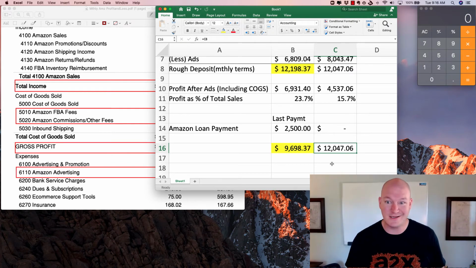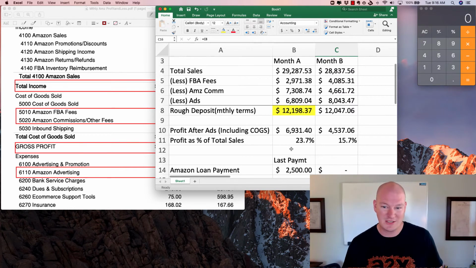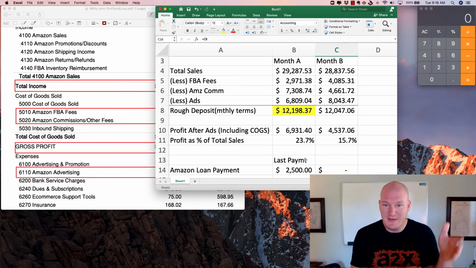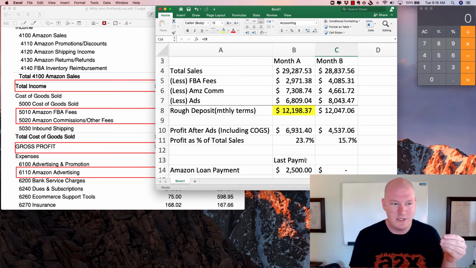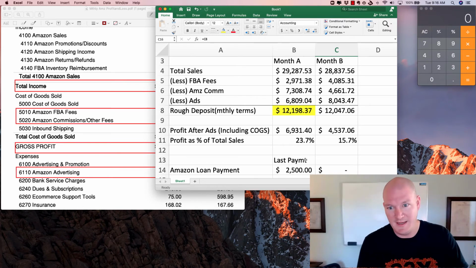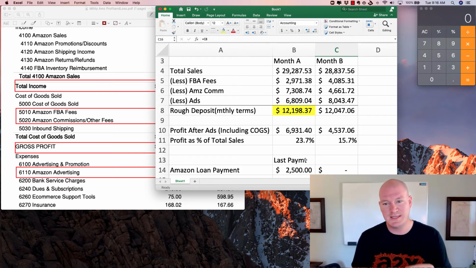But it's not awesome and it's not really good, because what we know if we actually look into the profitability numbers is that month A is the month you should be excited about. Month A is the month that we should say, let's do more of what we did in month A. Month B is the month where you should say, okay, whoa.